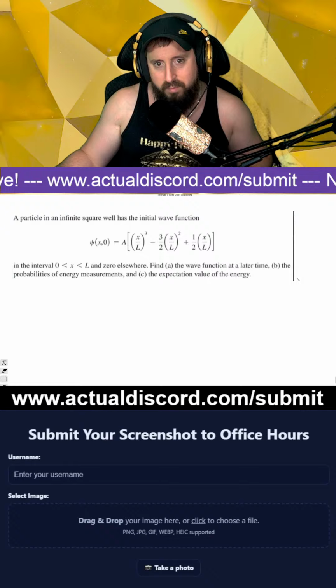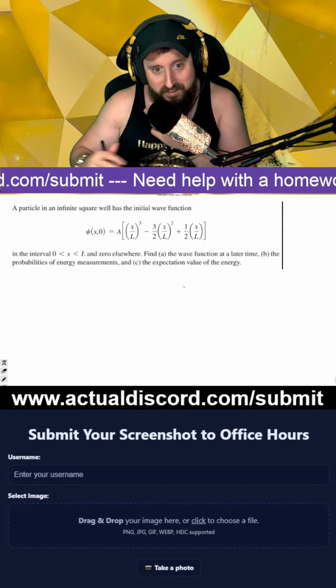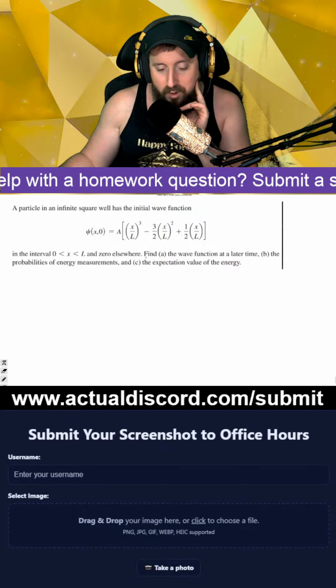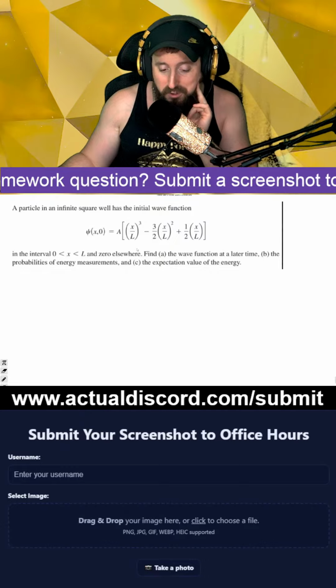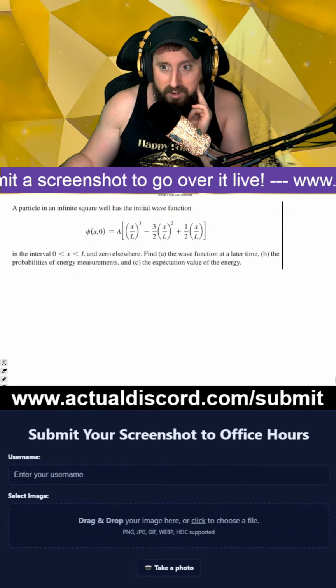Okay. A particle in an infinite square well has the initial wave function, nonzero in the interval, and 0 elsewhere. Find the wave function at a later time. Okay, so you want the time-dependent Schrodinger equation? And the probability of energy measurements and the expectation value of the energy.